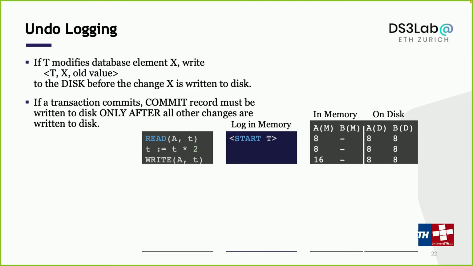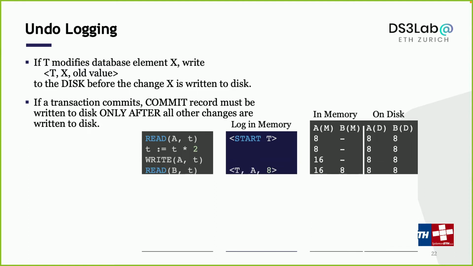Whenever you write it back, you only change the in-memory version of A. A becomes 16, but you haven't reflected anything on the hard drive yet. You are changing your memory. And the moment you do that, you also append a log record into the log to say transaction T changed the value of A. The old value is 8. You have this log record inside the log. But at this moment, it is still in memory. This is a log in memory. Nothing happened on the hard drive. You haven't flushed the log yet.